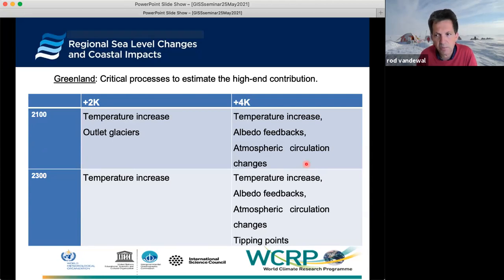Outlet glaciers are probably only important for the high end, for the low scenarios up to 2100, and after that, for at least the high end, most outlet glaciers have retreated and they're not particularly relevant anymore for the high-end estimate. But you get these processes on the albedo feedbacks and the atmospheric circulation, which make it more difficult to come up with a useful high-end estimate for the Greenland ice sheet.